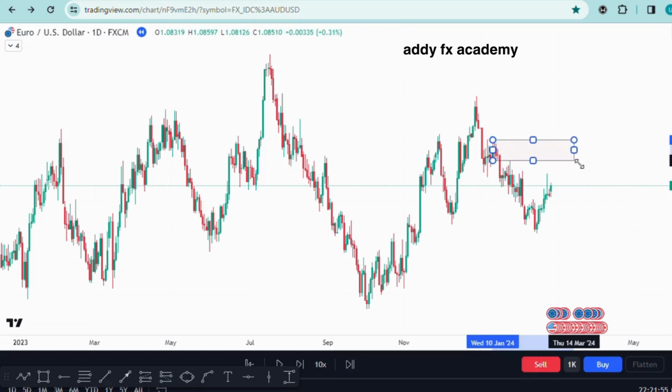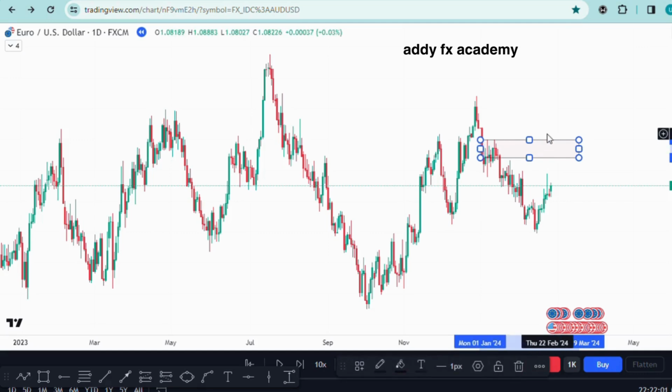Now let's head up to order blocks. So in the market, we have so many kinds of blocks. We have mitigation block, we have breaker block, we have all of that, but I focus strongly on my order block. I'm not saying other aspects don't work, but they do.